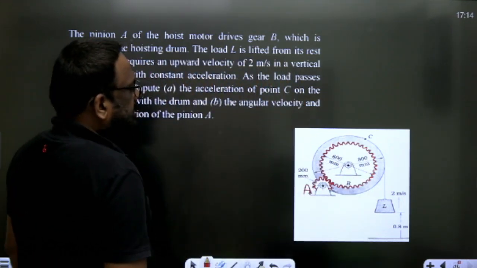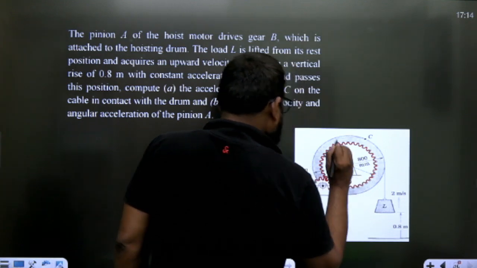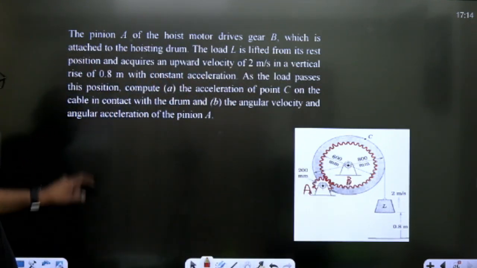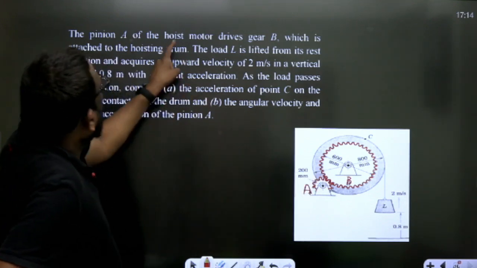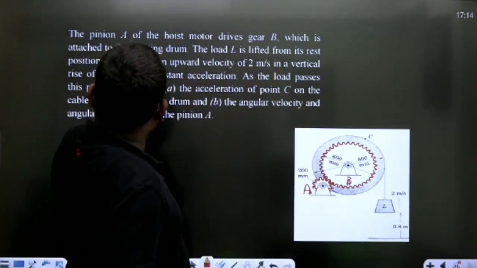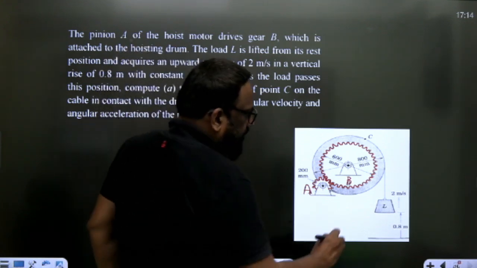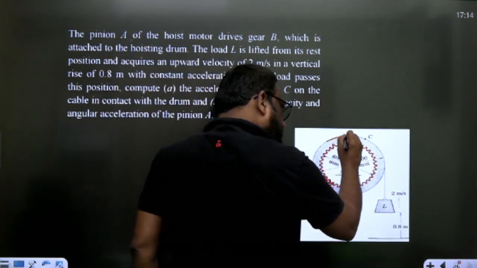Okay, this is gear B. Now the pinion A of the hoist motor drives gear B which is attached to the hoisting drum. Look, there is a drum, sir, this drum.